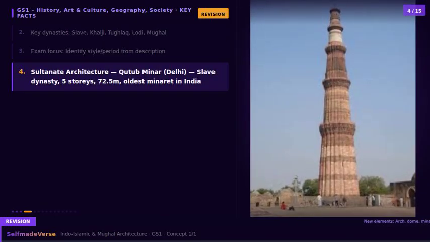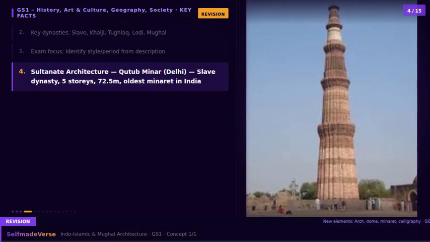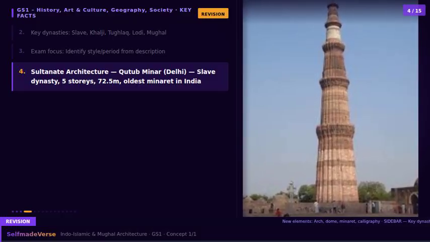Qutub Minar in Delhi was built by the Slave dynasty and remains India's oldest minaret at 72.5 meters across 5 stories. Its height and design became the model for all subsequent Islamic minarets in the subcontinent.